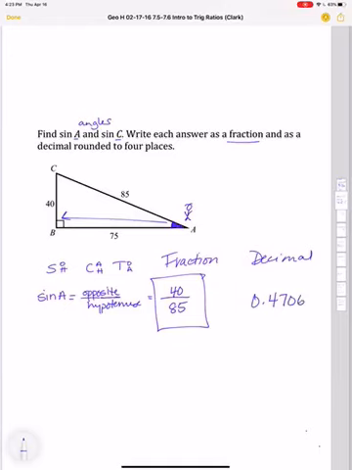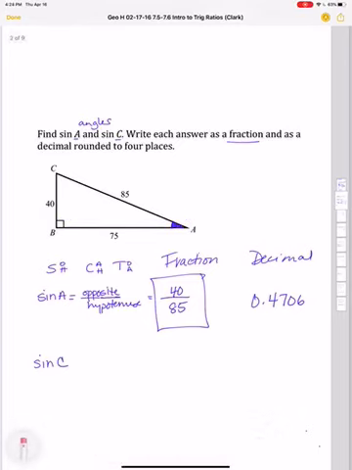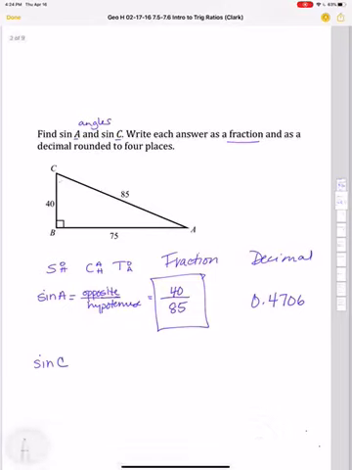There we go. Then we want to find sine of C. So sine of angle C. So I take this away, and now I'm not standing at A, I'm standing at angle C. So if I'm right here, from me, what is sine of C? That's still opposite over hypotenuse.